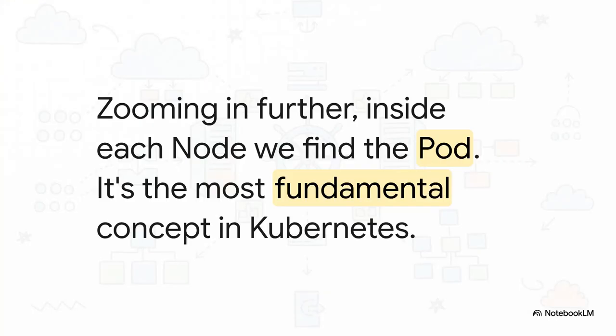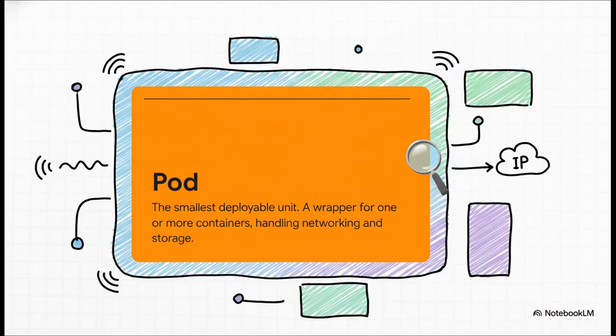Let's keep zooming. Inside that blue node, we find an even smaller box, this time a red one. This is the pod. And the pod is, without a doubt, one of the most important ideas in all of Kubernetes. You can think of a pod as a tiny, dedicated home for your app's containers. Now here's something you really have to get. Kubernetes doesn't actually manage containers directly, it manages pods. The pod is the smallest thing you can create and control. It's basically a wrapper around your containers that gives them everything they need to live, like their own network address and a place to store things.